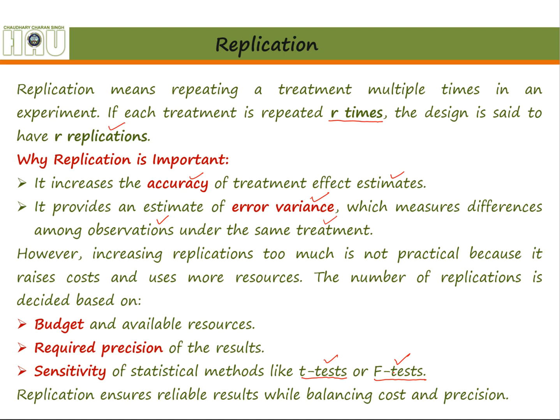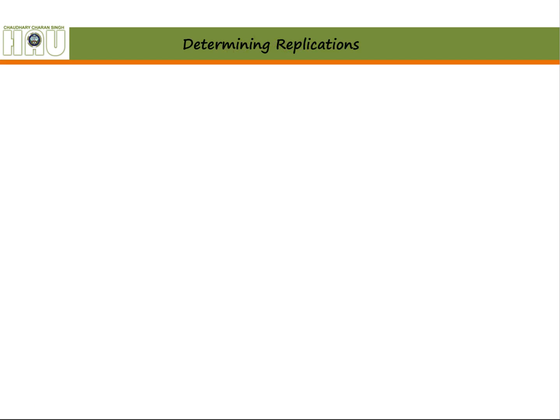Then how can you determine the number of replications? This question may be asked. Of course, when replication is so important, how will you decide how many replications we should keep for an experiment in order to get reliable results as well as minimize the cost?